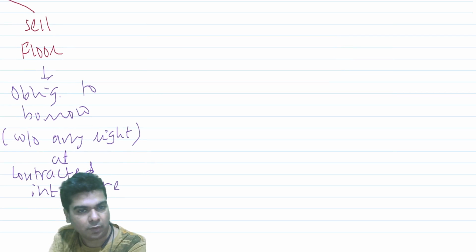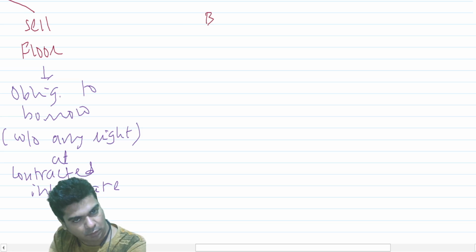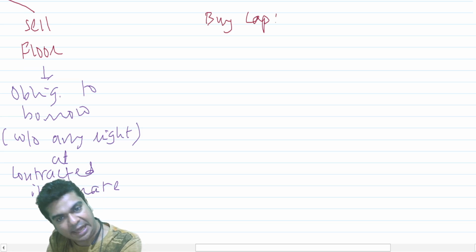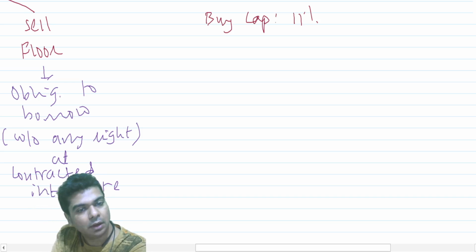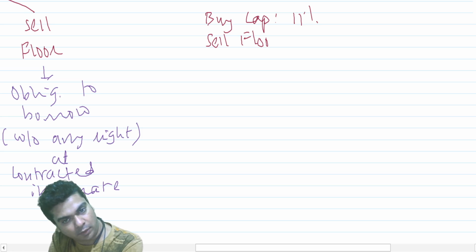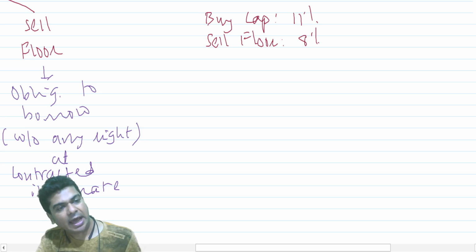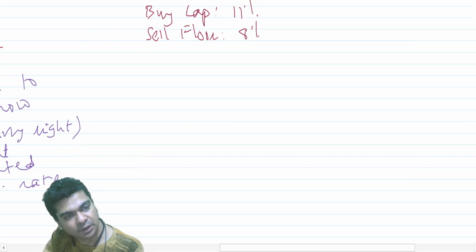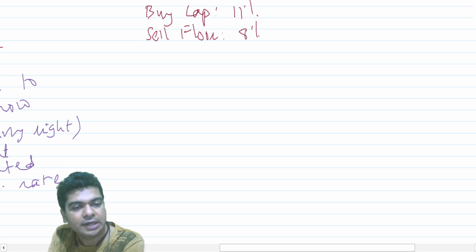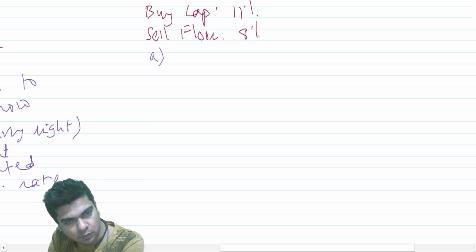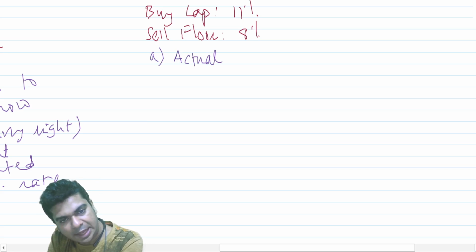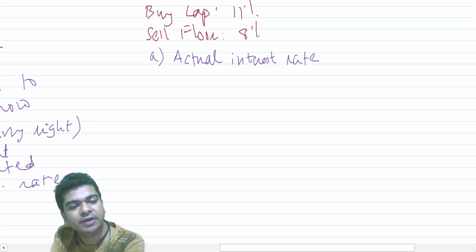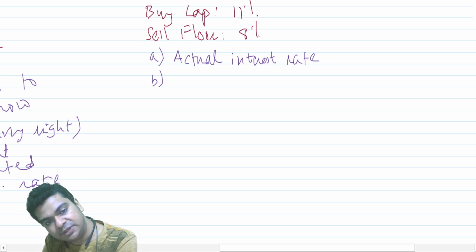So let's say we buy a cap at 11%. Let us say we sell a floor at 8%. I just want to know that if this is what I am doing, what will be the position that will emerge? Let's take some figures and understand the entire functioning of this strategy.